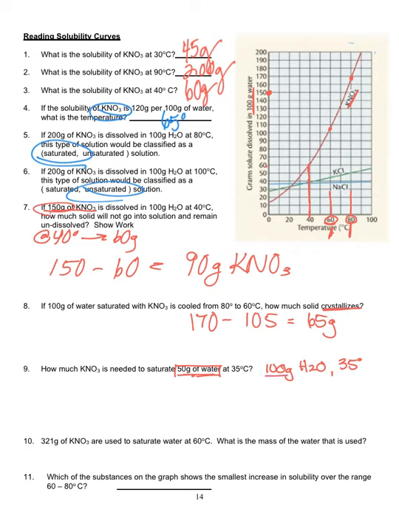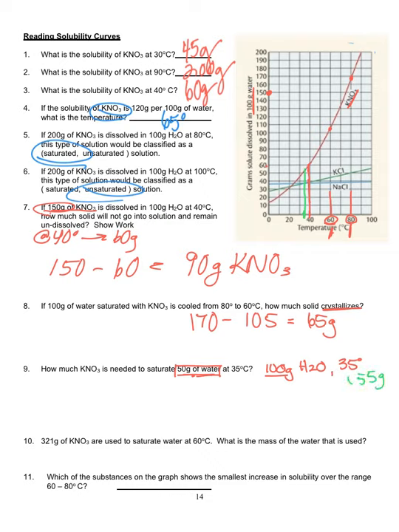So if we're looking at 100 grams of water and 35 degrees for KNO3, let me change my color here. I'm going to do green. 35 is right about here. Go up to the KNO3. That's about 55 grams that would dissolve.